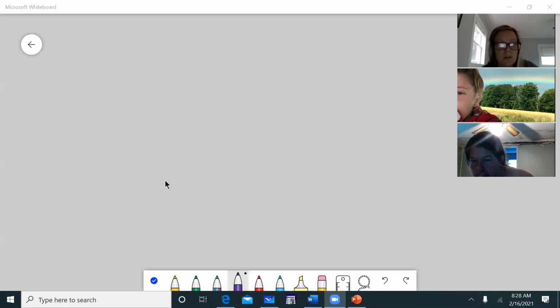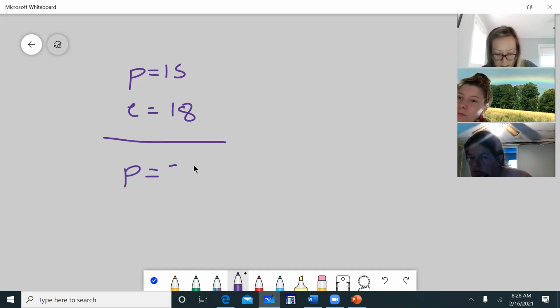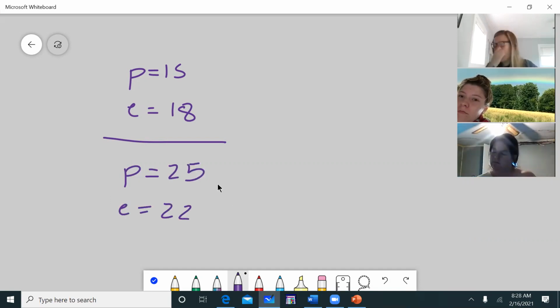I'm just gonna read on this one. All right, so protons are, what did I say, 15, and electrons are 18. And then another one, protons are 25, and electrons are 22. Okay, so write a symbol, like I said, some sort of a symbol with its given charge for that.